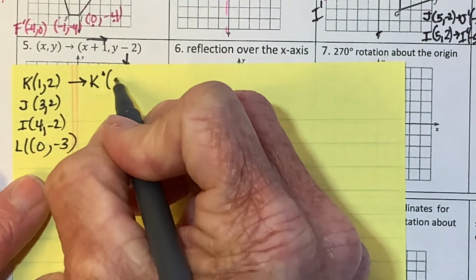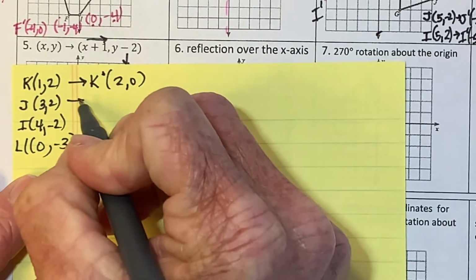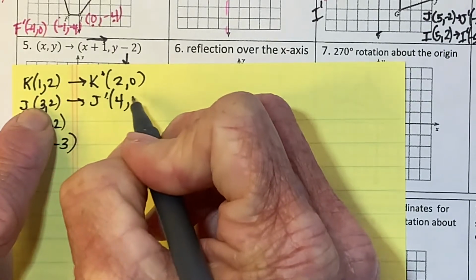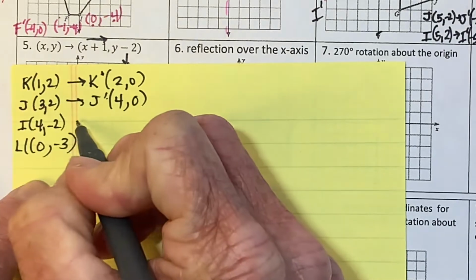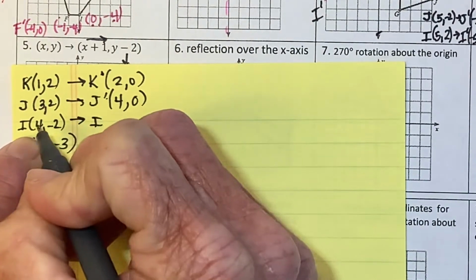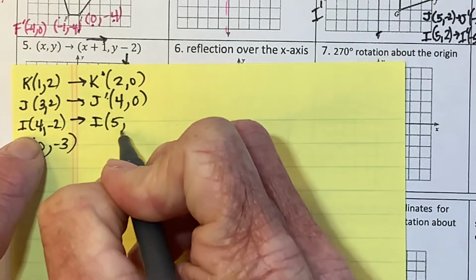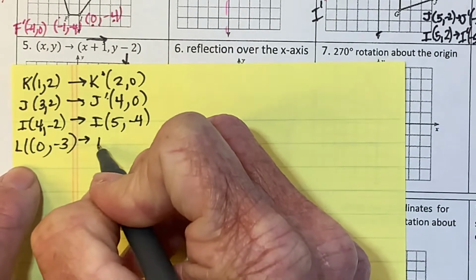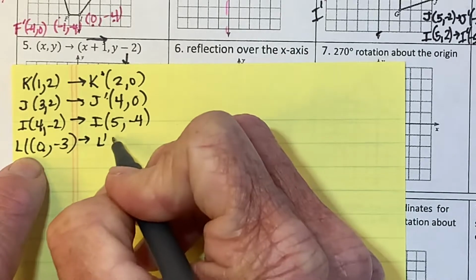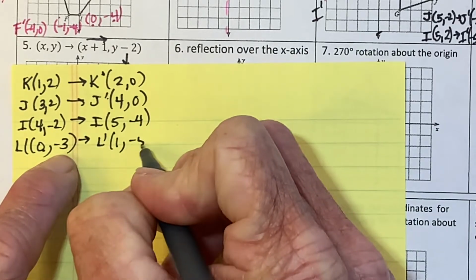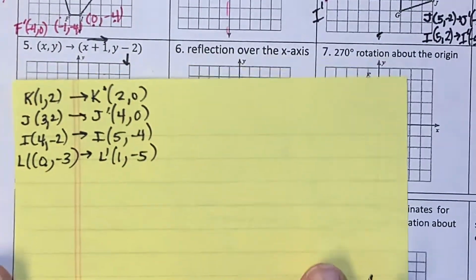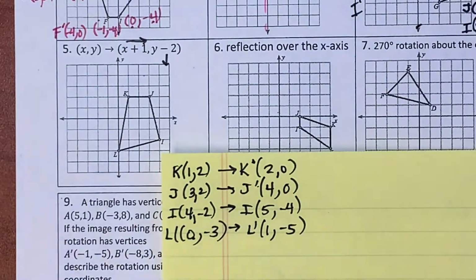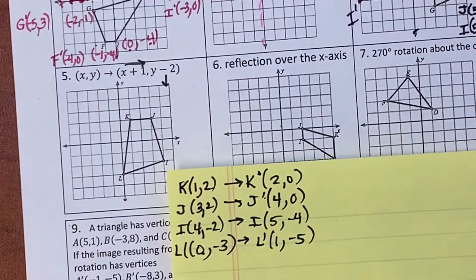So K prime will be at 2, 0. J prime, add 1 to 3, I get 4. Subtract 2 from 2, I get 0. I prime, add 1, that's going to be 5. Subtract 2, that's -4. And L prime, add 1, that's 1. Subtract 2, that's at -5. And now I'll just go ahead and plot those points that I just generated to come up with our image.